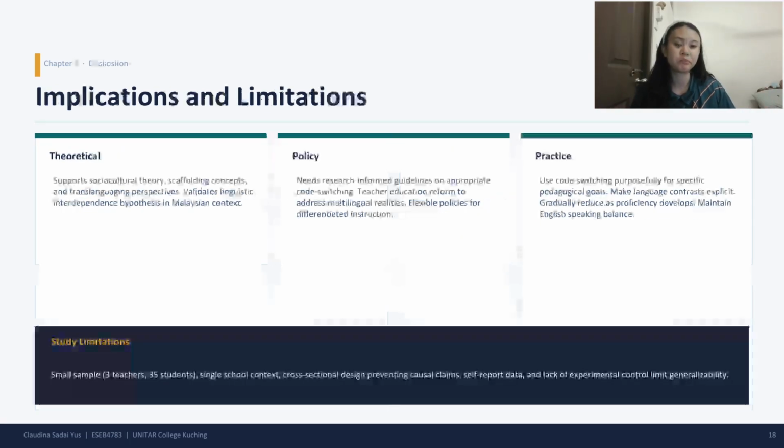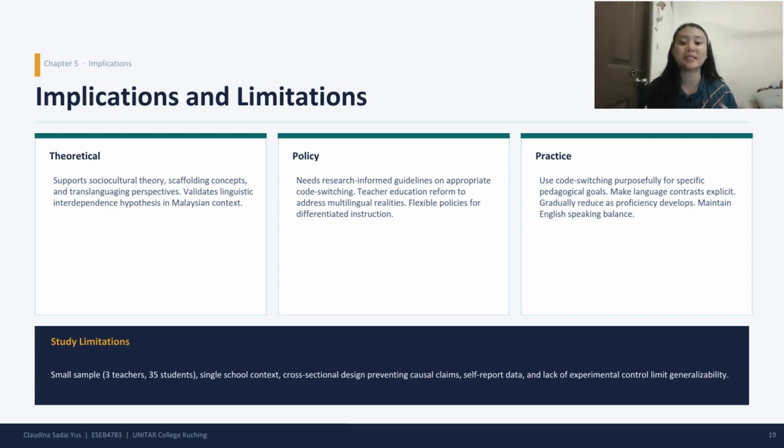All right. These are the implications and limitations from my research. For the first one, the theoretical, the sociocultural theory, scaffolding concept and also translanguaging perceptions can have validation of the linguistic interdependence hypothesis in the Malaysian context. And for the policy, research-informed guidelines are needed for appropriate code switching, where the teachers can also have their own education and training skills to help the students.